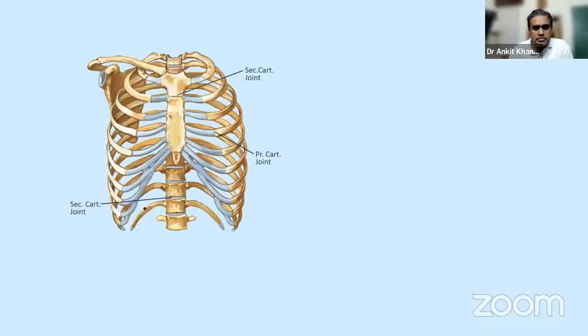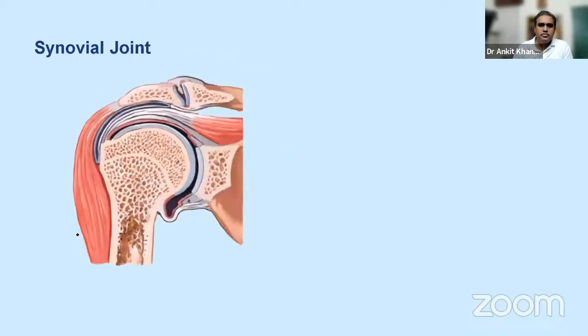This is a rib cage. You can see we have a secondary cartilaginous joint over here. This is known as the manubriosternal joint. And we have a primary cartilaginous joint also between the rib and the cartilage. So these are the cartilages over here. And the secondary cartilaginous, again, as I told you, partially mobile, between the vertebral bodies. So it is known as intervertebral disc. They are examples of secondary cartilaginous joints.